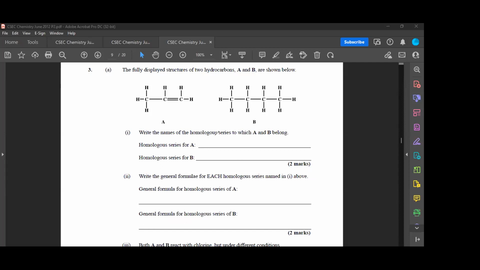Alkene. Alkene, or do you spell alkene? That is also a common spelling mistake. If you don't spell it correctly, by the way, it is incorrect. And B? Alkane. Spell it. Alkane.